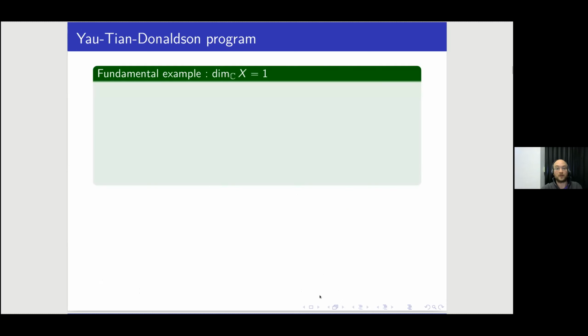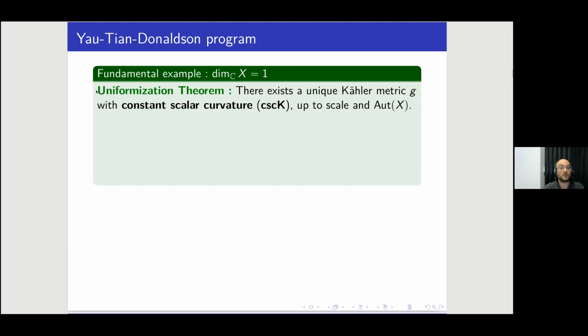So the fundamental example, which is a guide for the whole program, is the case when the complex dimension of X is 1, that is the case of Riemann surfaces. In that case, you have the famous uniformization theorem, which tells us that there exists a unique Kähler metric with constant scalar curvature, up to scale, of course, and up to the automorphism group of the surface. Here, scale means a multiplication by a positive constant. It stays of constant scalar curvature in that case.